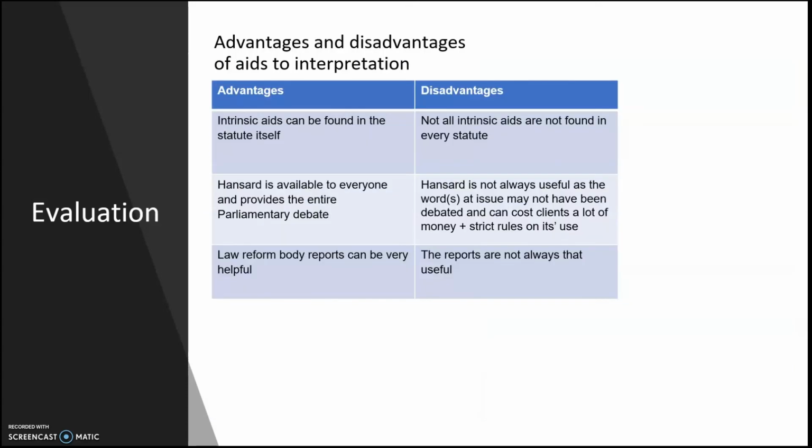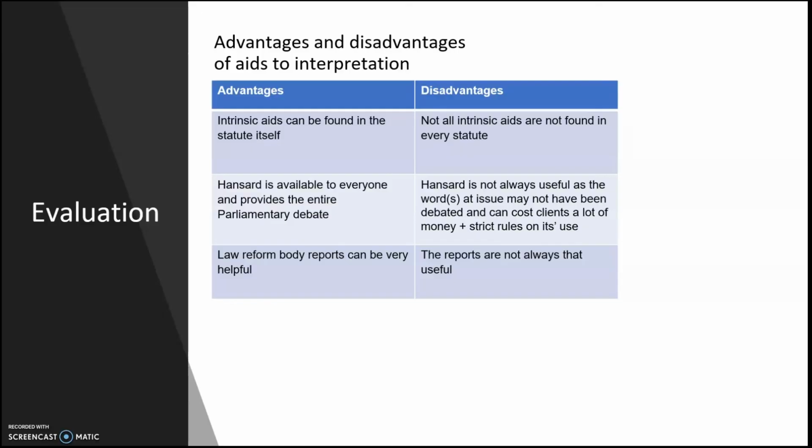Finally, you might want to consider the advantages and disadvantages of the different aids to interpretation. The good thing about intrinsic aids is they can be found in the statute itself, so they're very easy to look at. And of course, Parliament wrote that statute, so using the intrinsic aids really respects parliamentary supremacy and separation of powers, because it's what Parliament wrote, it's what they said. So therefore, using those is very clearly fair.